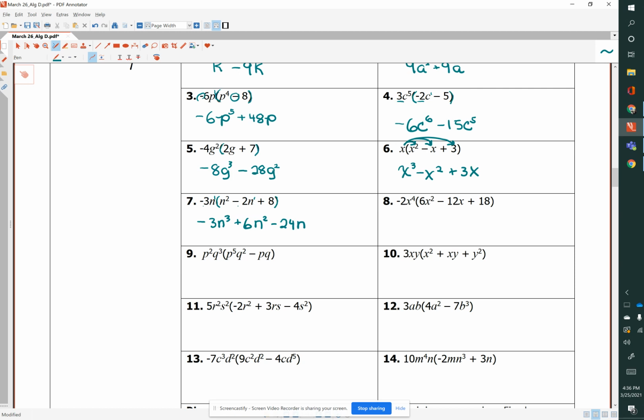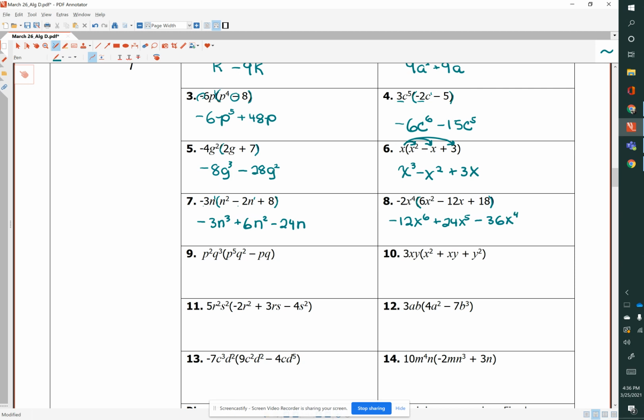Number 8, we're going to multiply negative 2x to the fourth power times the quantity of 6x squared minus 12x plus 18. So negative 2 times 6 is negative 12, and we have x, 4 plus 2 is 6. Negative 2 times negative 12 is a positive 24. X to the fourth times x to the first would be x to the fifth. And then negative 2 times a positive 18 would be negative 36, and we have our x to the fourth power.